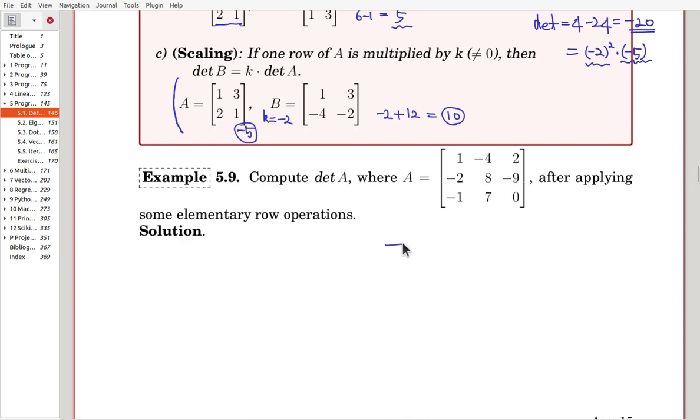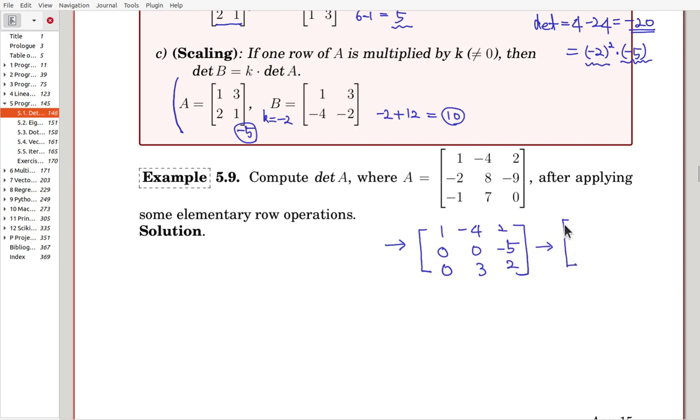Okay, let's do it here. From A, let's try to eliminate this one using replacement. 1, minus 4, and 2. And twice addition will make 0. Twice addition, again 0. Twice addition, that's minus 5. Okay. Now addition will make 0. Addition, there is 3. Addition, there is 2. Okay. And we applied two replacements, so the determinant of this matrix and the determinant of the previous matrix will be the same.